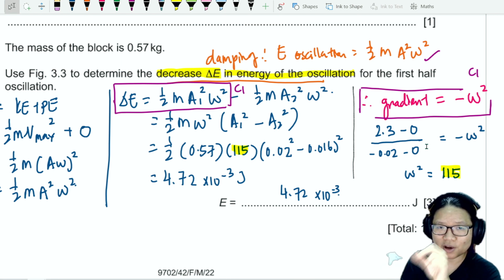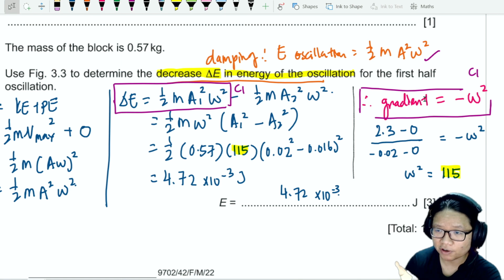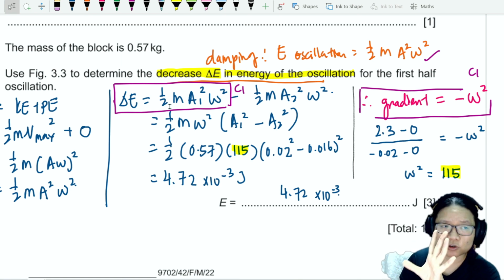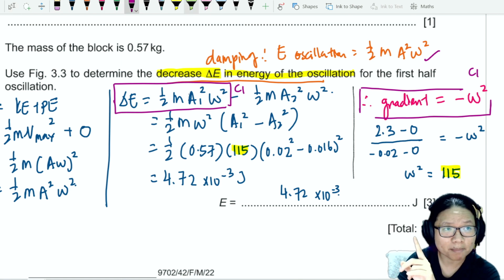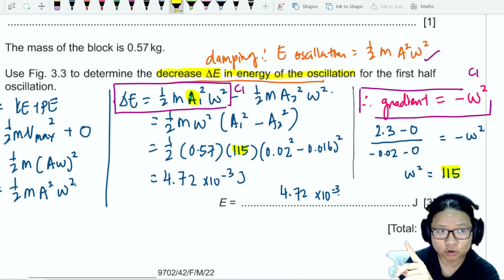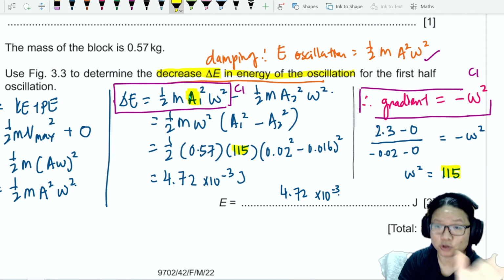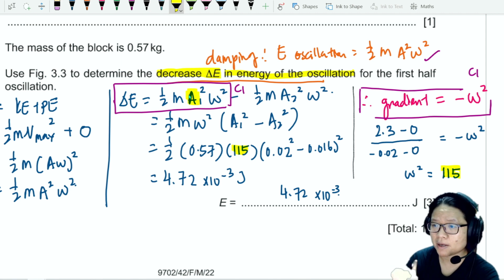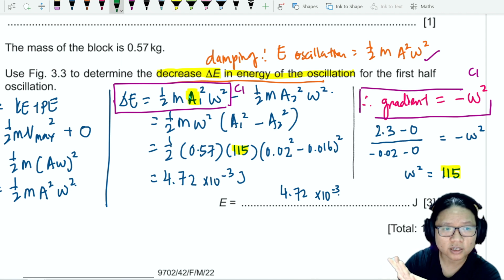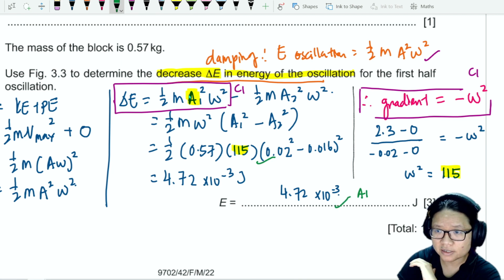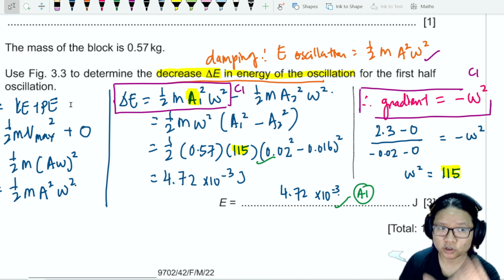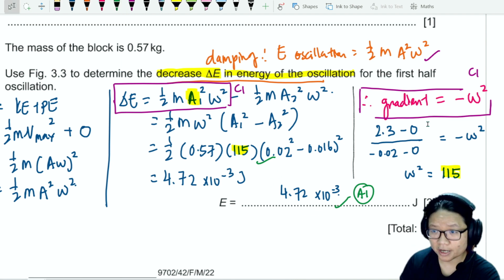So as long as you show evidence that you use this identity to find omega square, you get 1 mark, and that you are using this equation together with amplitude, not x but amplitude, to find the changes in energy, which is the first amplitude minus the second amplitude, then you're okay. And finally, the substitution leading to the final answer is A1. Recall the equation, find omega square, and substitute everything in to bring you to the final answer. That is your 3 marks.